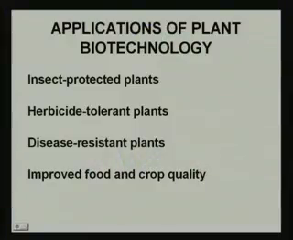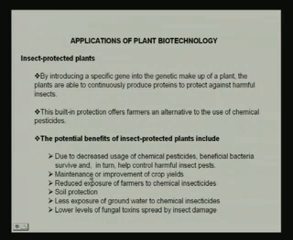Now, let us come one by one, and I will give you some examples to make you understand what biotechnology is, how a scientist can contribute, and what the role of an engineer like you is in taking part in this process and product formation. Now, examples of plant biotechnology: insect protected plants, herbicide tolerant plants, disease resistant plants, improved food and crop quality. Let me come to each of these one by one.